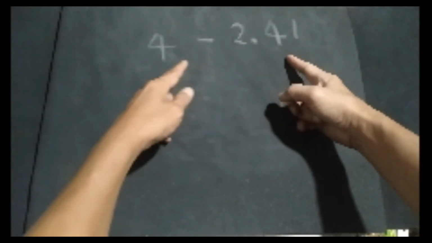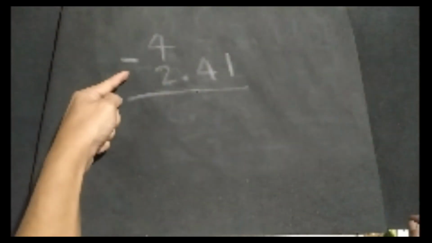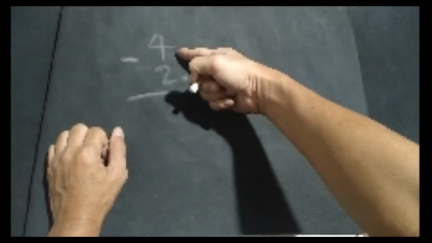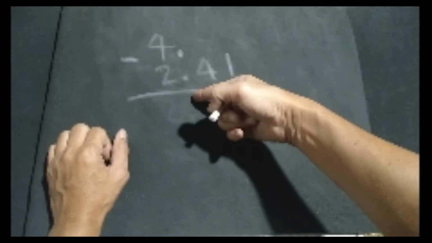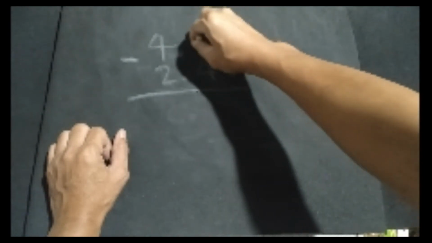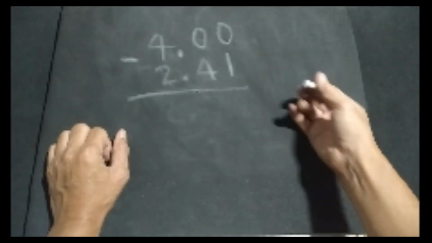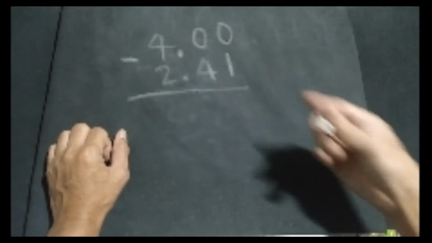We have 4 minus 2.41. First, we need to rearrange. Here we have 4. We don't have a point, so we create the point and line up with that point. And we're missing the 2 numbers here. We create 2 number 0s for 4. See? 4.00 is the same value as 4.